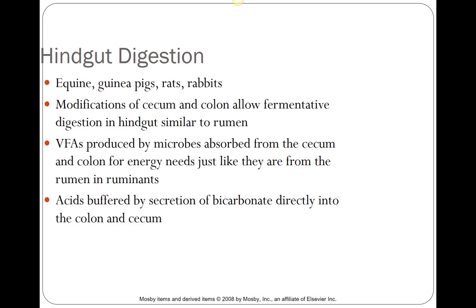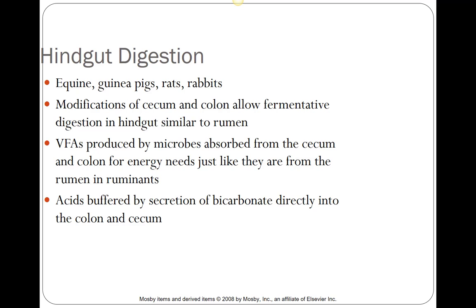So our hindgut digesters are going to be things like horses, guinea pigs, rats, and rabbits. So they've modified their large intestine to be able to ferment, produce those volatile fatty acids, produce those proteins, and bring them in just like ruminants do. And they actually do have different amounts of bicarbonate and mucus that are going to be produced by their colon and their cecum, as a way to try to keep pH at the proper level and try to buffer the pH within the large intestine.